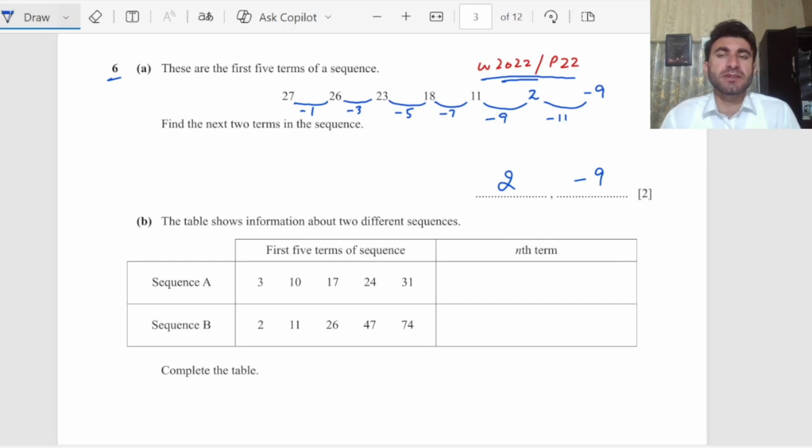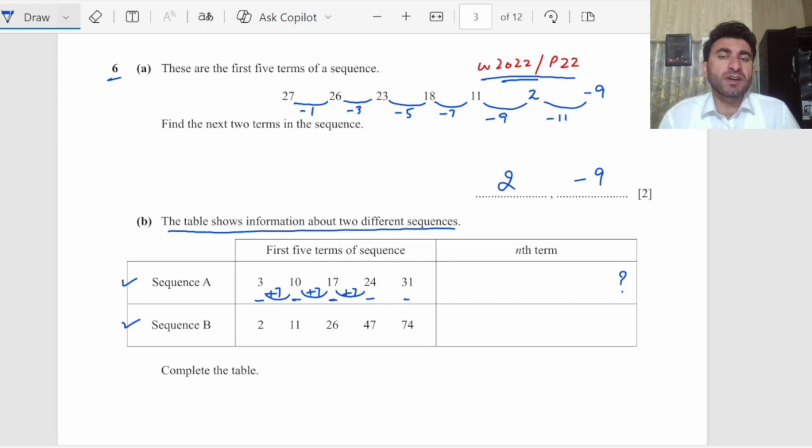Now coming to B part, the table shows information about 2 different sequences, sequence A and sequence B. The sequence terms are 3, 10, 17, 24 and 31, and we are to find the nth term of this sequence. We can investigate that when we add 7 to 3, it becomes 10. When we add 7 to 10, it becomes 17, and the same number is added to all terms of this sequence. So it is a linear sequence with a common difference of 7.